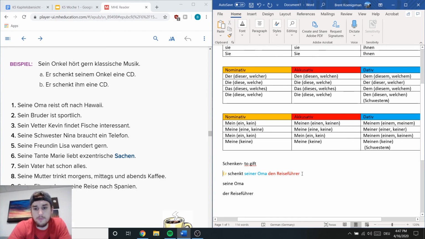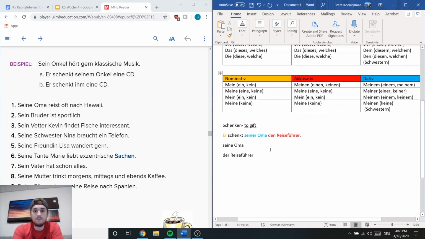And I picked these colors on purpose. We have the golden one for the subject. It's the most important thing. We need a subject for a sentence; we can't have a sentence without a subject. And then we've got the blue, the calmer one, the thing that's just having stuff happen to it. It's not being acted upon directly, it's indirect. It's not being thrown, it's not being bought, it's being bought for, it's being thrown to. So we've got schenkt seine Oma, and then we have the red, den Reiseführer, because it's active. It's the thing being bought, the thing being thrown.